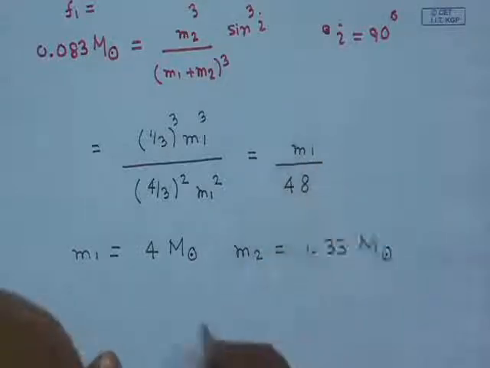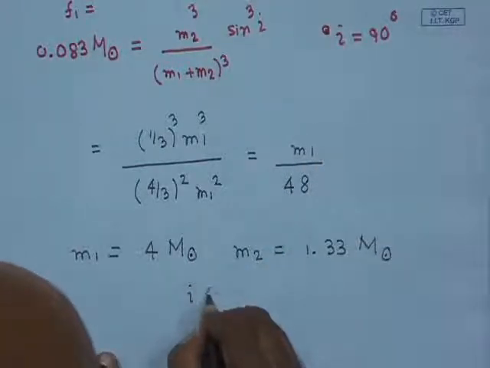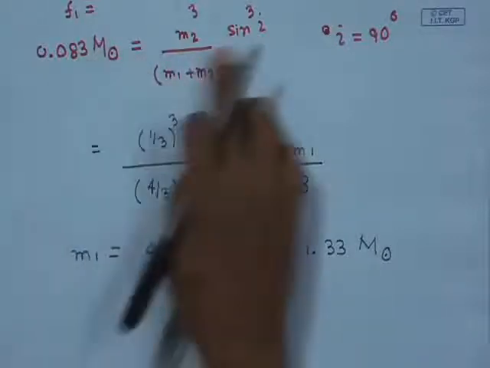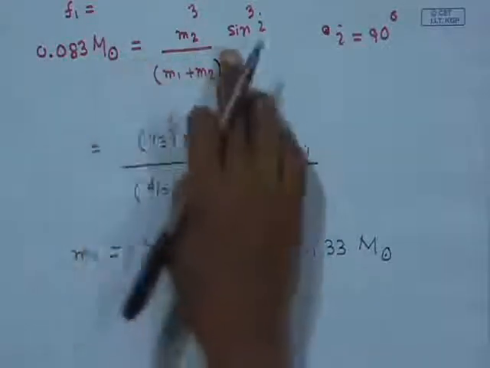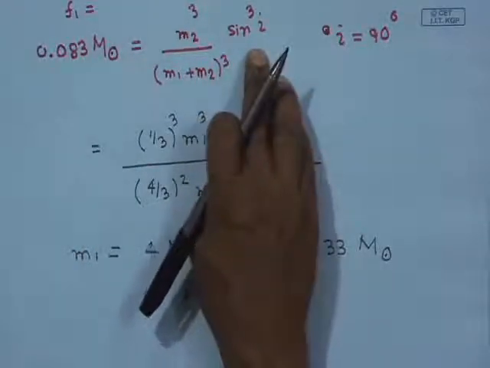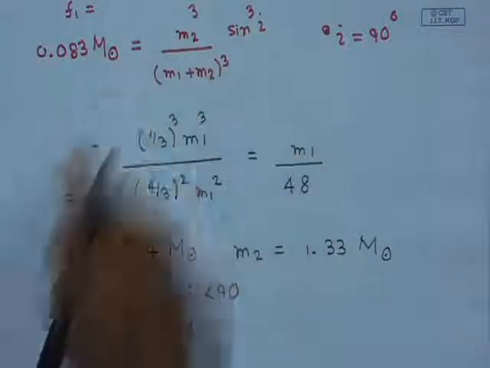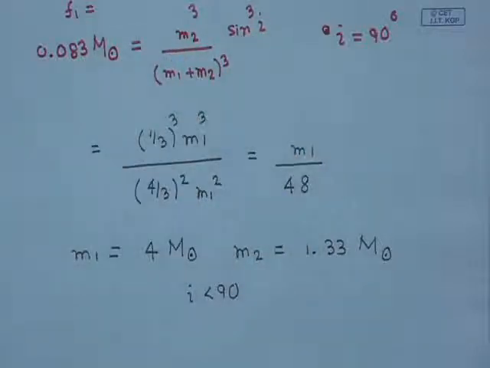If the inclination angle is less than 90, then the masses will get increased, and these are just lower limits. The masses will get increased if the inclination angle is less than 90, and you can easily work out how, because there is a factor of sine I cube over here. So, basically it will get increased by a factor of 1 by sine I cube. Okay.